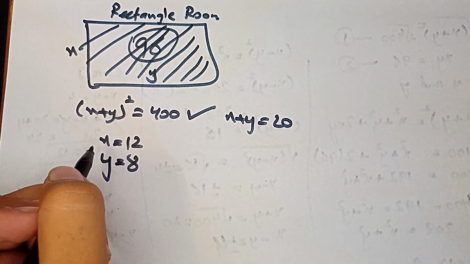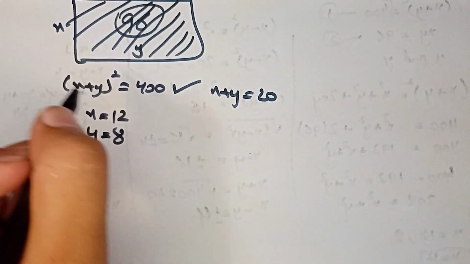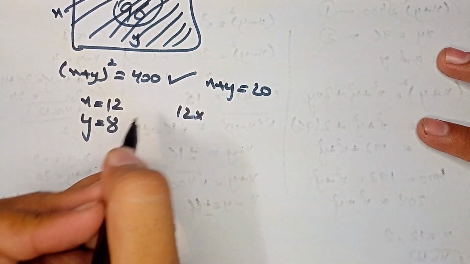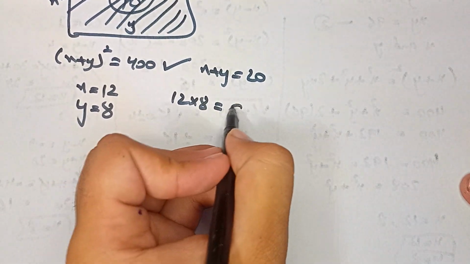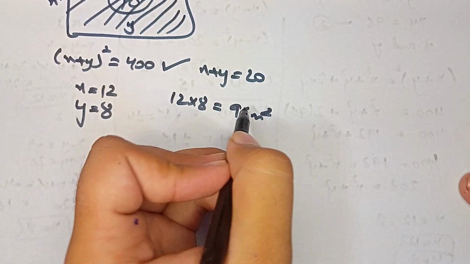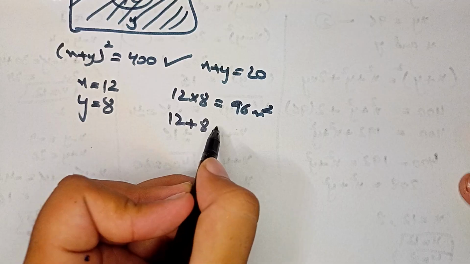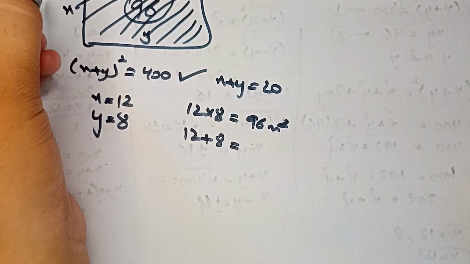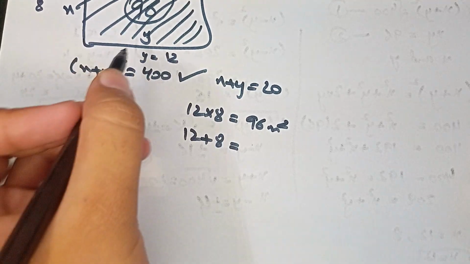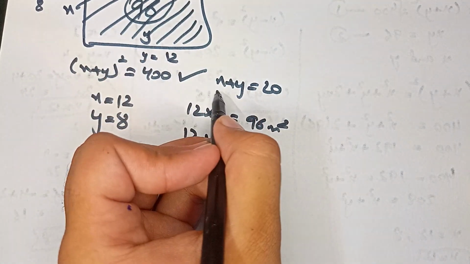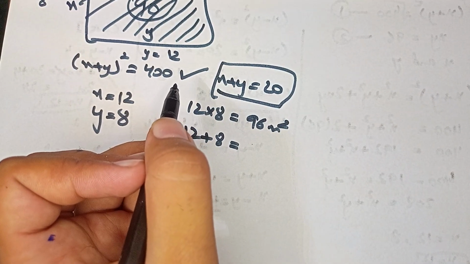So these are the two dimensions we should apply, and after multiplying both dimensions, I get 96 square meters, which we use for the floor. And the other thing, after adding those two, x is 8 and y is 12. So after adding these two, we get 20. So in real time this works at this place.